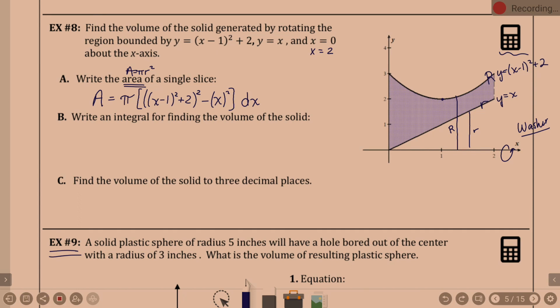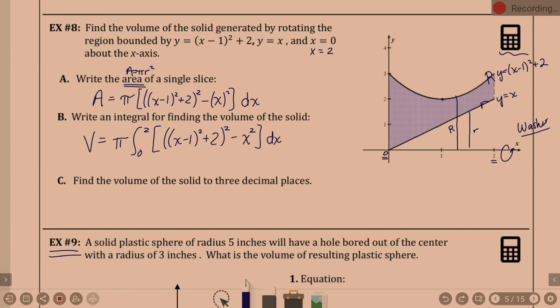We are in x's, going around the x-axis, so that's 0 to 2. Now, if we were going around the y-axis, could we agree with 0 to 3? Yeah, we could, but we're not. Okay, so volume equals pi times the integral from 0 to 2 of, parentheses, x minus 1, parentheses squared, plus 2, parentheses squared, minus x squared, dx.